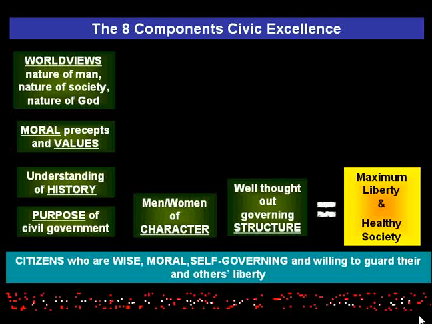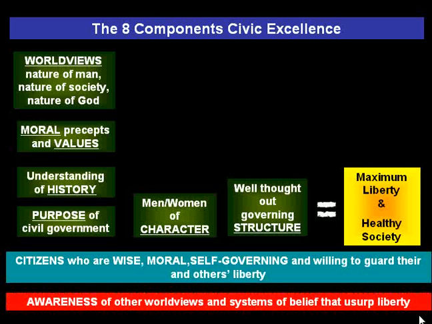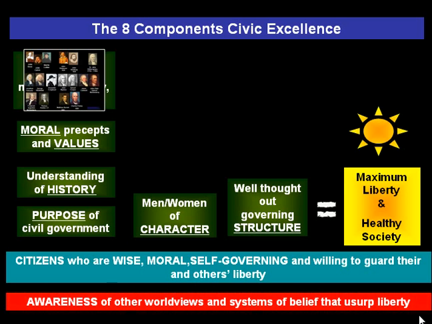And then lastly, in order to really have civic excellence, we need to be aware of other worldviews and systems of belief that usurp liberty. And so these are the 8 components of civic excellence that are explored deeply and broadly at the U.S. Civics training site.